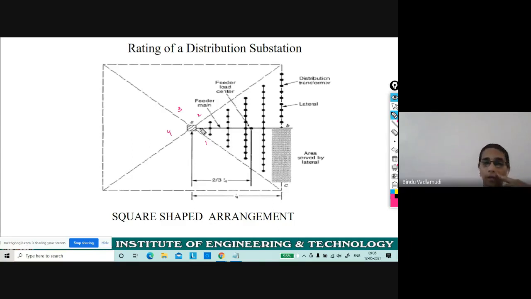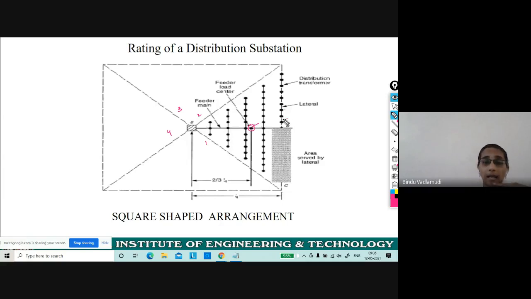Out of these 4 feeders, here we are showing a 1 feeder arrangement. This is the load center, and this is the feeder load center. At this point, we observe the distribution transformers and the laterals. From this feeder load center, these are connected to the transformers, and the transformers are provided with laterals.